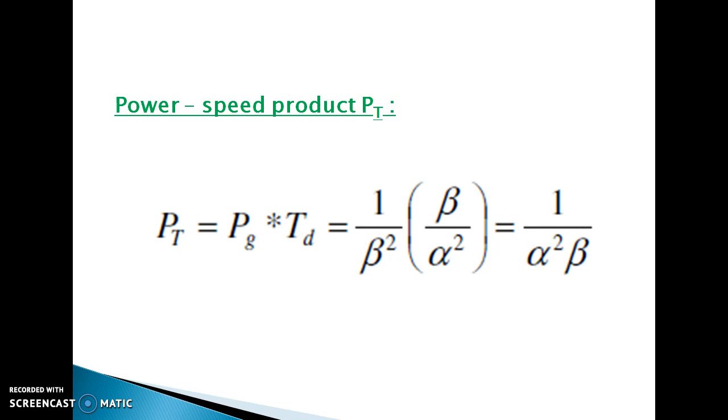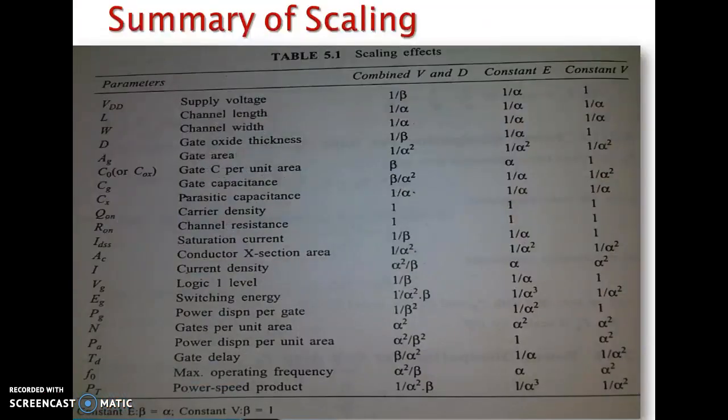And finally the power speed product, or power delay product. Since it is the product of power and delay, power is 1 by beta square times and Td here is beta by alpha square times. Therefore the power speed product is scaled by 1 by alpha square into beta. And this is the final summary of scaling here.